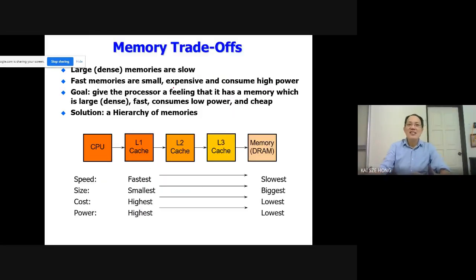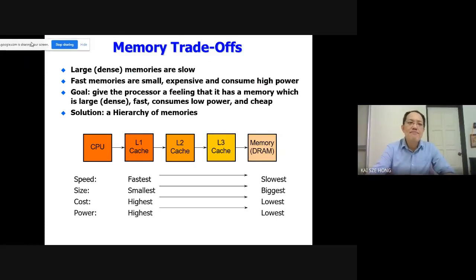Okay, so what is the principle behind this cache? It's about the memory trade-off. So we know that the large or the dense memories are slow. So very slow, like a turtle over here, very slow. Fast memories are small. They are very fast, but small. This one is like your, let's say if you still use the CD-ROM. But when I talk about this CD-ROM, hard disk, it has become obsolete in these few years. So I hope you still know what is that.